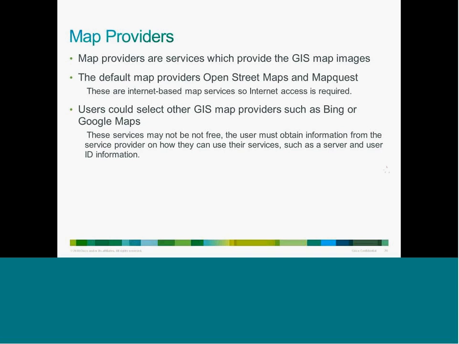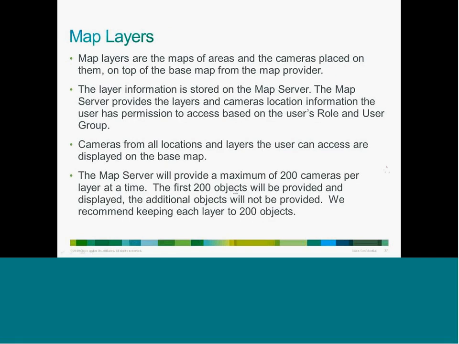The default providers are the open source ones, OpenStreetMaps and MapQuest. And we can use Bing or Google Maps, but they charge you. If this is the customer preference, then there's a way to use these, but we need to talk to Google and get the right URL and this user ID information, which will allow us to get those services. So I'll show how to enable that, but there's an extra step involved if you want to use those other mapping services.